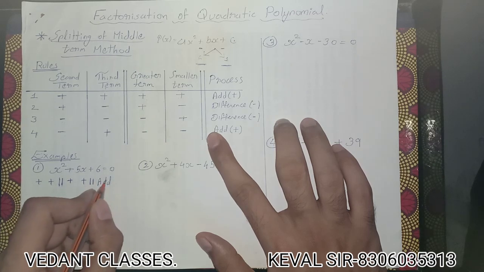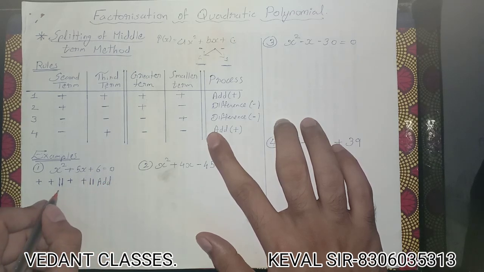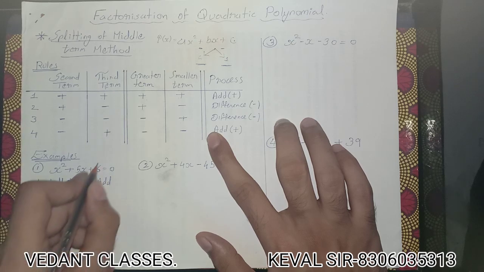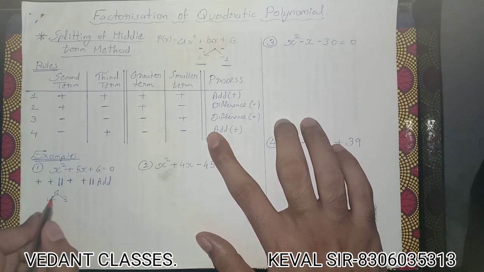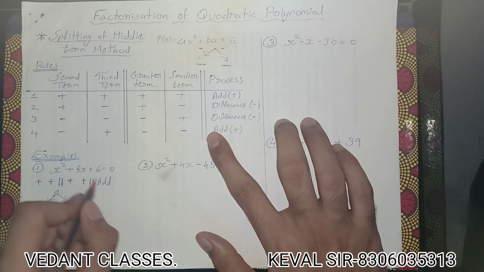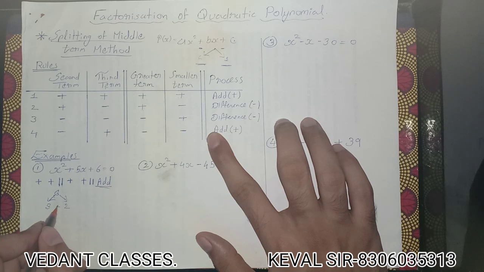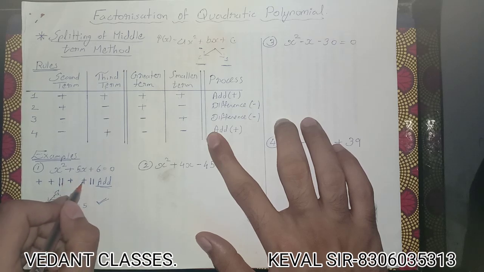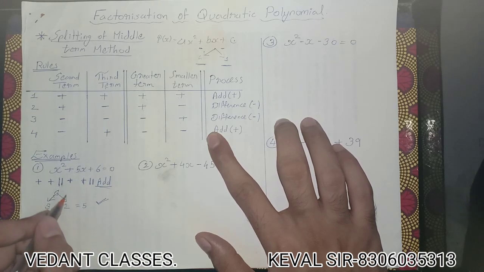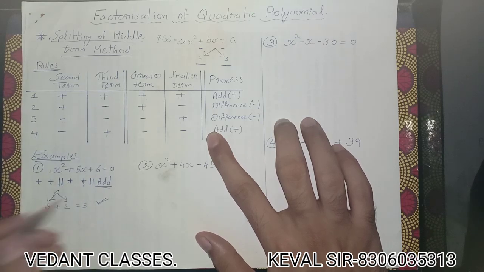Now what does this addition mean? You need to split the 6, that is this final term, into two different values. Those two values will be 3 and 2. You just need to split into two values whose addition is equal to the center term. So you can see that 3 plus 2 will be equal to 5. So these are our values. The greater term sign will be plus and the smaller term sign will also be plus. So the sign for the 3 will be plus and for 2 it will also be plus.